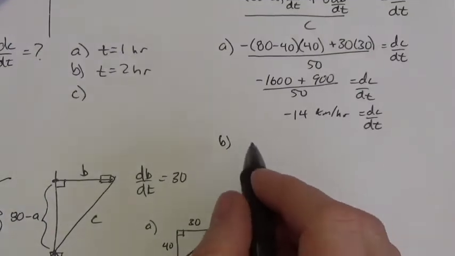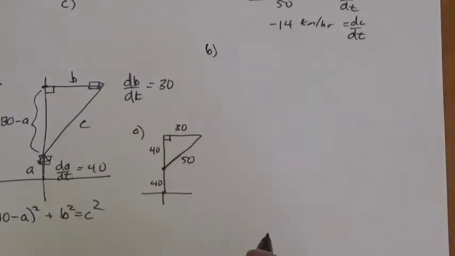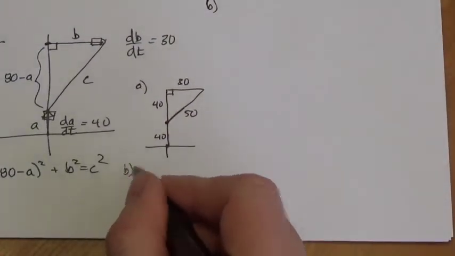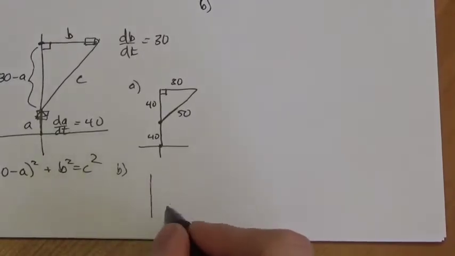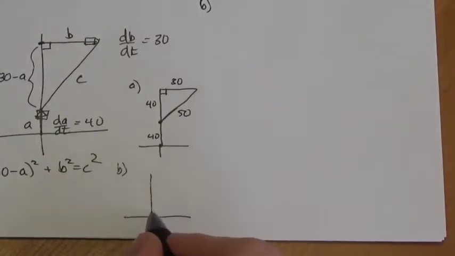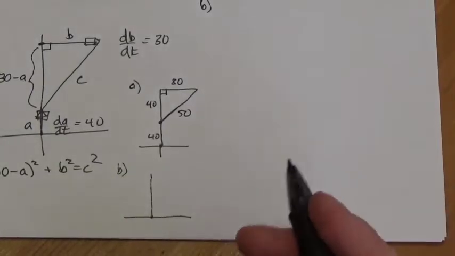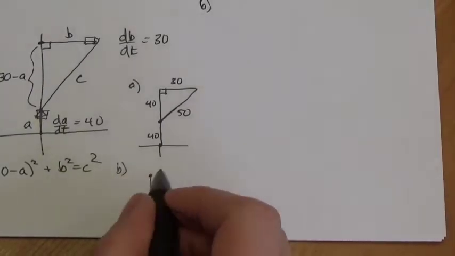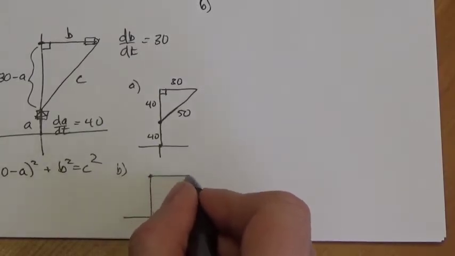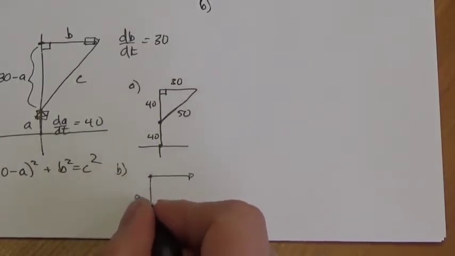Now, let's go to B, the second scenario. This is 2 hours later. Let's talk about this little scenario down here. 2 hours later means this car has now gone up 80. It's going 40 kilometers an hour for 2 hours. That would be 80. So it's actually right up here at the top, right where this car is going over this way. So this distance here is 80.